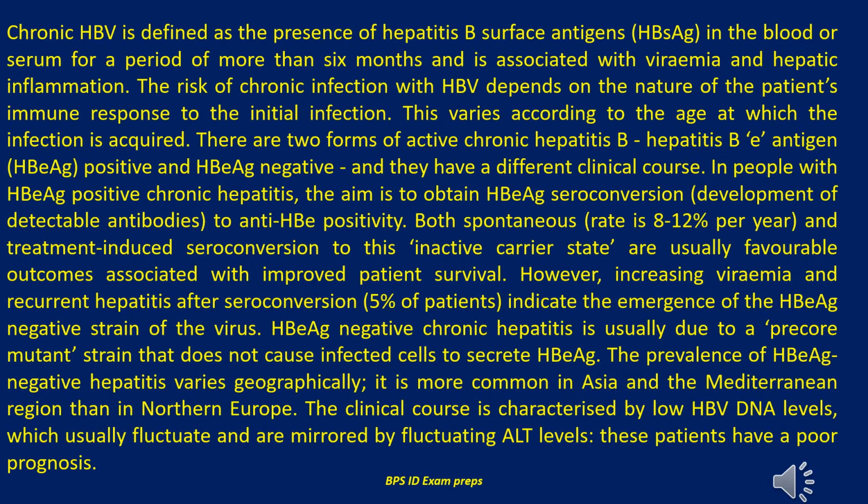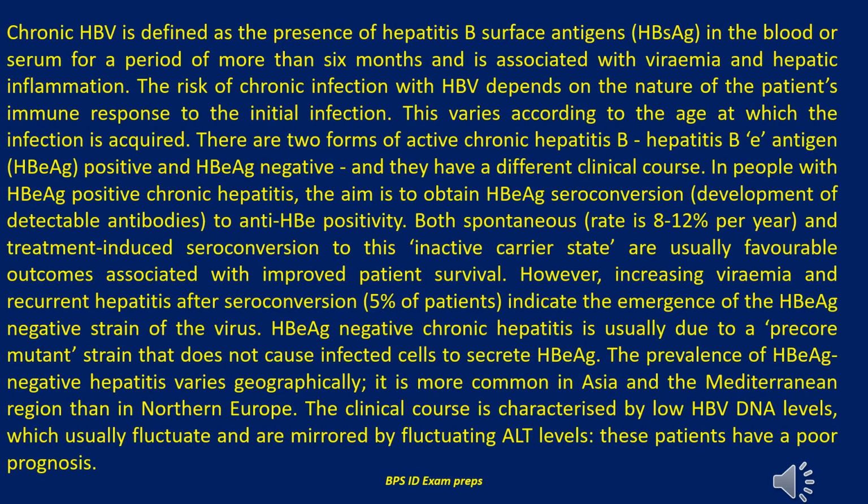In people with HBeAg positive chronic hepatitis, the aim is to obtain HBeAg seroconversion, development of detectable antibodies to HBe, anti-HBe positivity. Both spontaneous rate, which is 8 to 12% per year, and treatment-induced seroconversion to this inactive carrier state are usually favorable outcomes associated with improved patient survival. However, increasing viremia and recurrent hepatitis after seroconversion, in 5% of patients, indicate the emergence of the HBeAg negative strain of the virus.